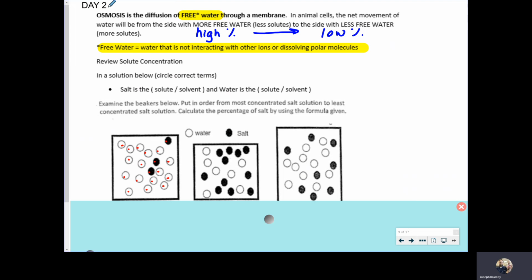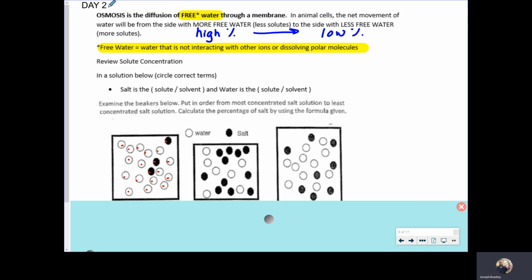We'll definitely spend a little bit more time in class talking about this, but basically what happens is water, because it is so polar, is going to interact with anything that's mixed with it. If it's not able to mix with anything, then we would say it's free. Only free water, water that's not mixed with anything, will be able to diffuse through a membrane. So the more stuff that's in the water, the less free water there is.